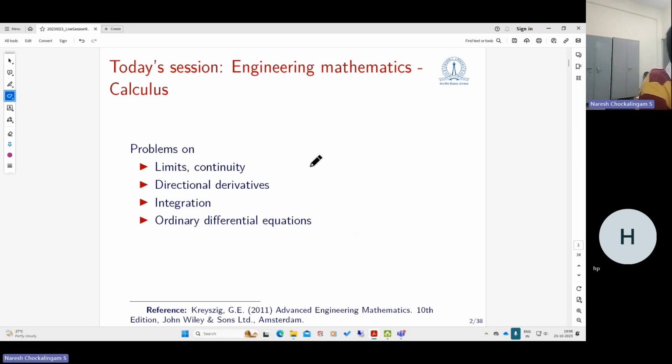Today we'll be looking mainly at problems on limits, continuity and differentiability, directional derivatives, some integration, and also ordinary differential equations. These topics have already been covered by other scholars in earlier sessions, so I'm not getting much into the theory, but of course I'll explain a little while solving the problems. To save time, and because at this stage practice is more important, we'll solve more problems. Typically we do 2 problems and a lot of theory. This time we'll have more problems and minimal theory. So let us get started.